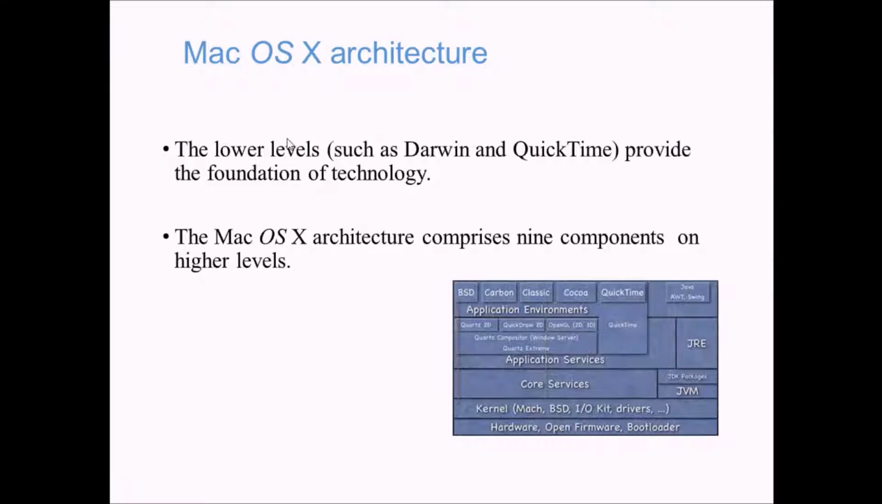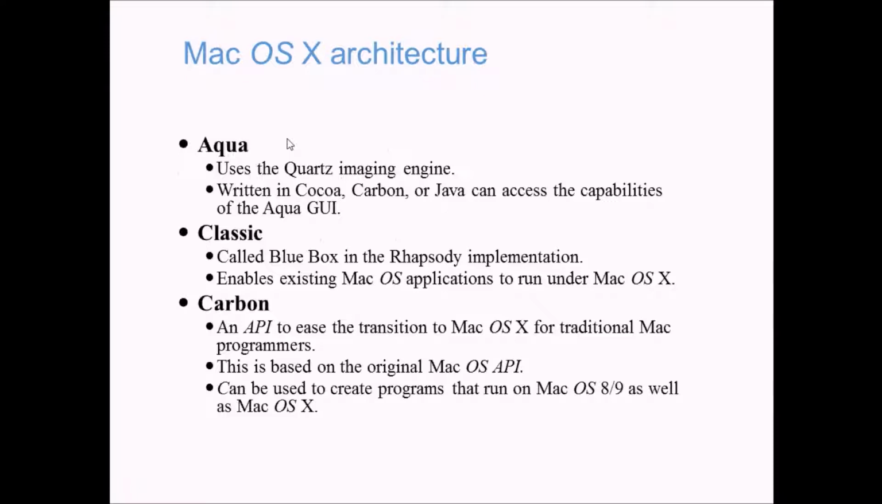They also use the current latest technology, the JVM and the JRE. Aqua uses the Quartz imaging engine, which is written in Cocoa. Carbon or Java can access the capability of the Aqua GUI. The second is Classic, called the blue box in the implementation, enabling existing Mac OS applications to run under Mac OS X.